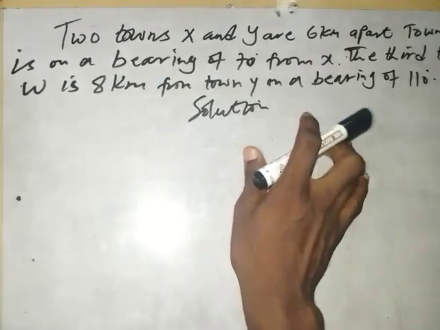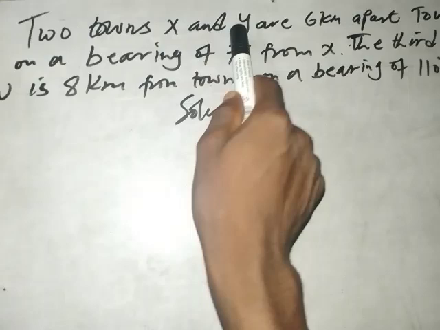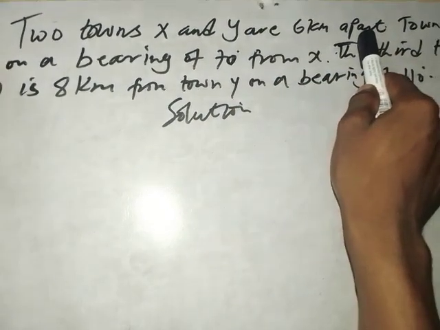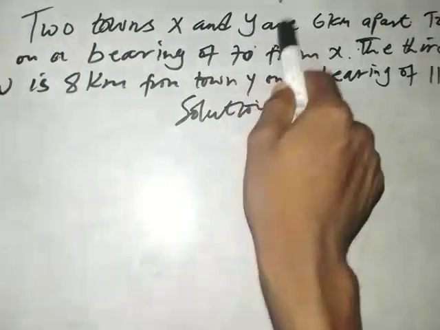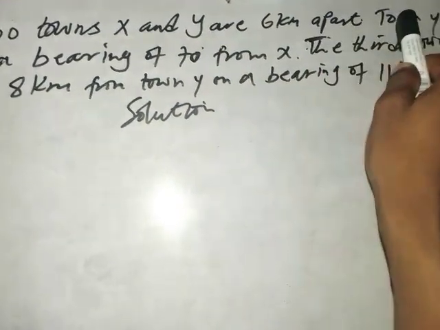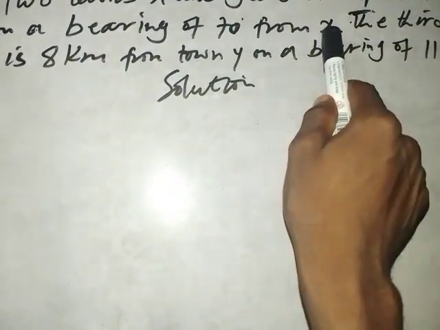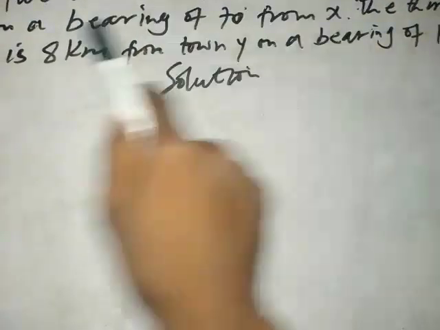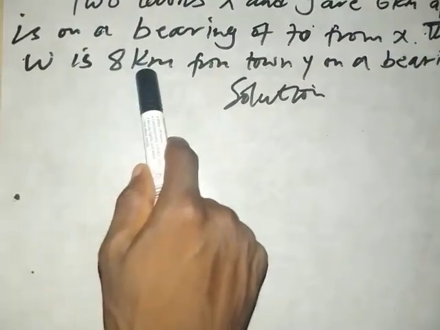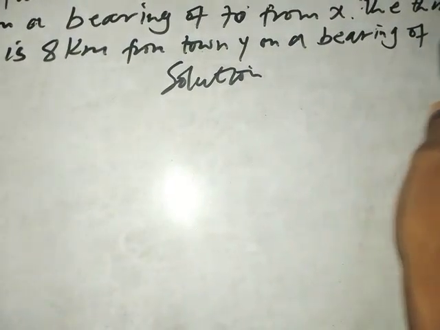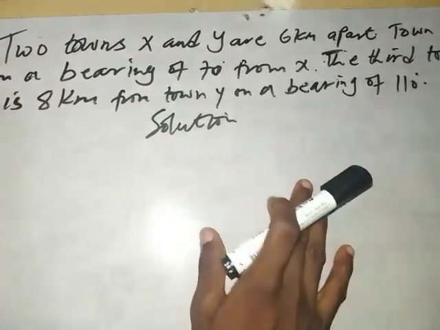Now the question says that two towns, X and Y, are 6 kilometers apart. Town Y is on a bearing of 70 degrees from X. Now the third town W is 8 kilometers from town Y on a bearing of 110 degrees. Now the question was to represent this in a diagram.